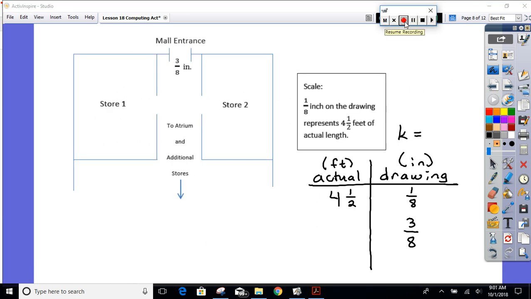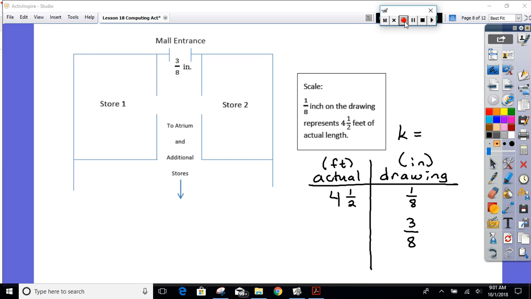Okay, so I started setting up the table here, put actual on the left, drawing on the right. Actual drawing is 4.5 feet to 1/8 inch on the drawing. So the first thing that I'm going to do is figure out what my scale ratio is, or my constant of proportionality. Will my scale ratio in this problem be the same as my scale factor? Emily, will they be the same? It won't be the same because you have to convert. Right, so they will not be the same.